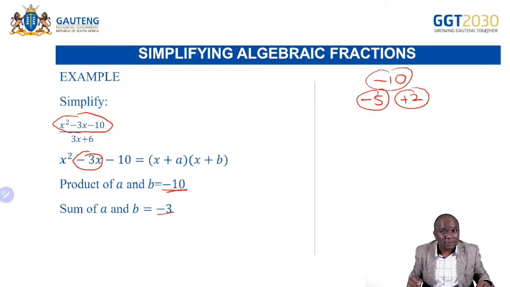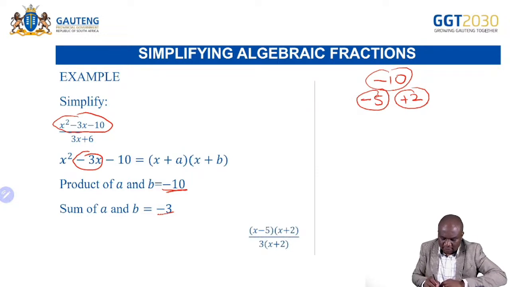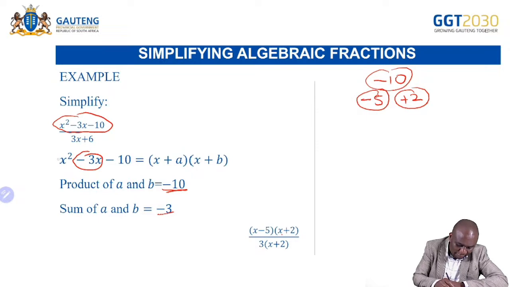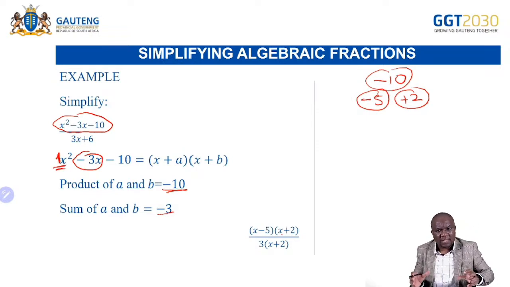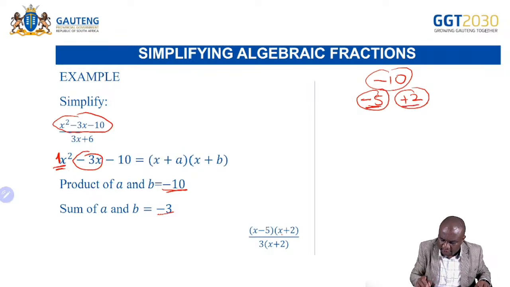Then we just create our two brackets. We have factorized the quadratic trinomial. And then what we get? We get x minus 5 and x plus 2. It's easy to factorize when the coefficient of x squared is 1. You just create your two brackets, put your factors, done. Like our factors here was negative 5 and positive 2. So it becomes x minus 5, x plus 2.